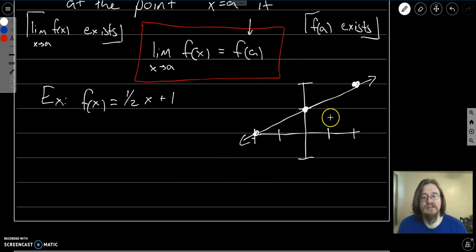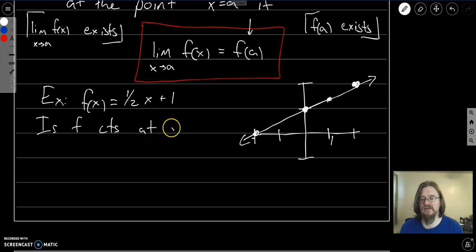So we would expect this to be continuous, and we can check. Let's pick a point right here at x equals 1. We have this point there, and then the question is, is our function continuous at 1? So is f, the common abbreviation for continuous is CTS, at x equals 1? Well, what do we need to do? We need to check the limit, and we need to check the function value there.